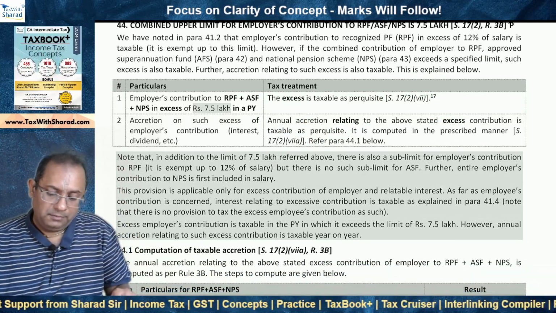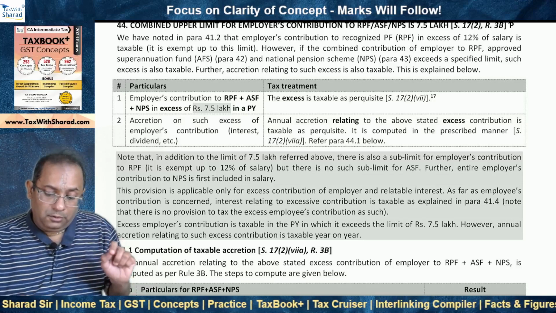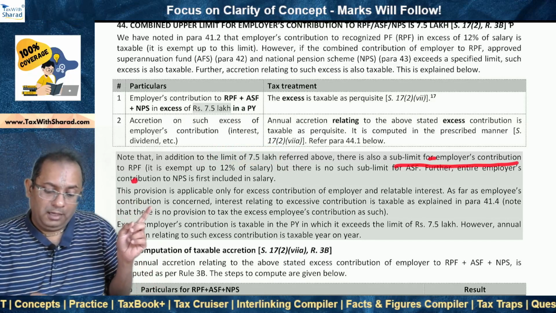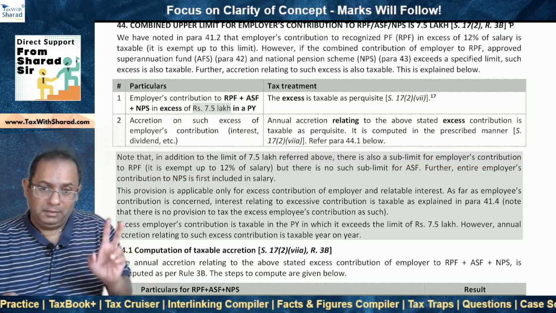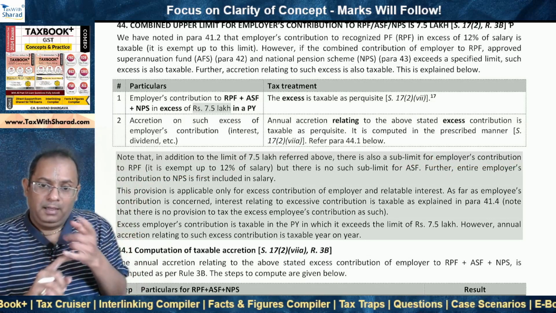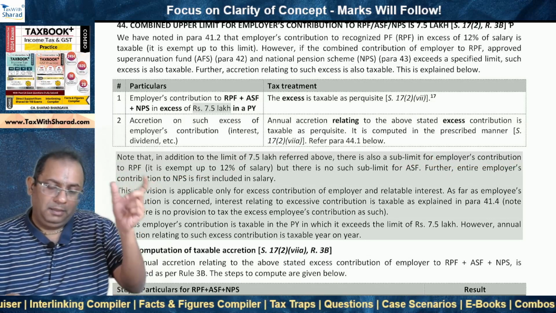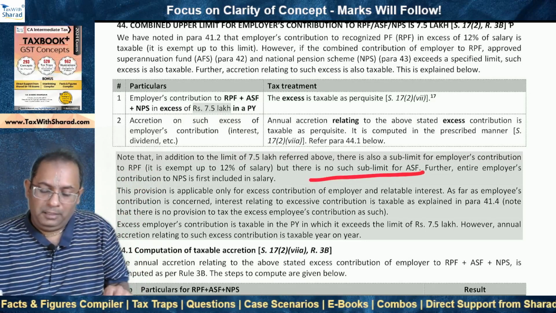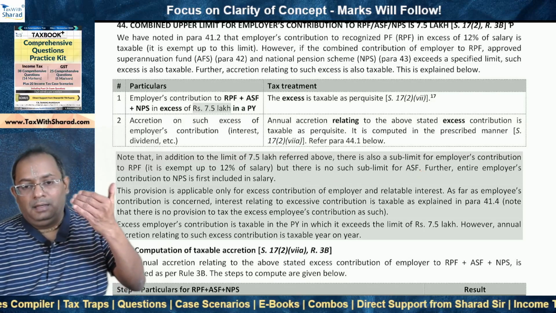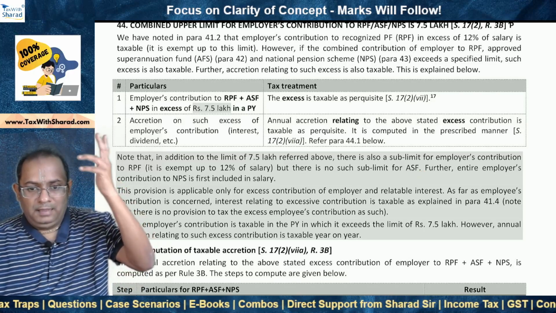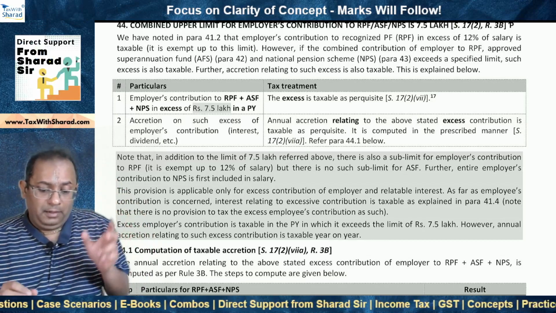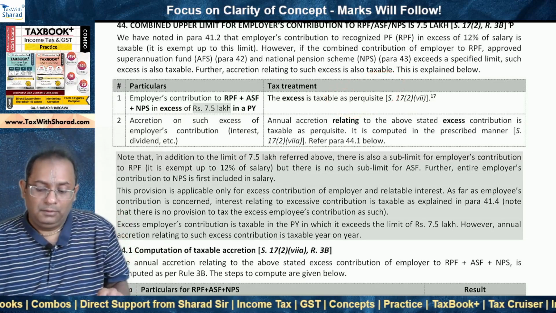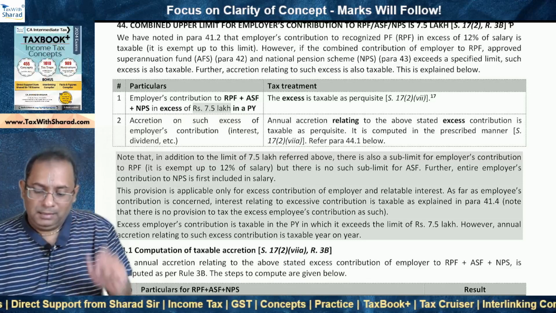Now a few very important points. Note that in addition to the limit of 7.5 lakh referred to above, there is a sublimit for the employer's contribution to RPF, 12% of salary. This is what we have discussed. So in RPF, there are two layers: one in terms of percentage, 12%, and one in terms of absolute amount, 7.5 lakh. But there is no such sublimit for ASF. For ASF, the employer can contribute as much as he likes. But beyond 7.5 lakh for RPF, ASF and NPS combined, it will become taxable. Okay, but there is no specific sublimit as such for ASF.